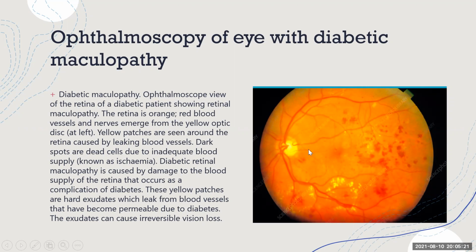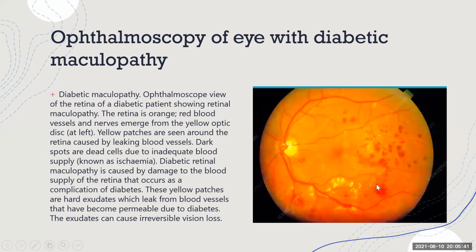So yellow patches are seen around the retina caused by leaking of blood vessels. All the blood vessels are coming from this area especially, and they're going to supply the whole retina. So these are the special findings in maculopathy. What we are going to see here, you are going to see these yellow patches, especially some yellow patches you can also appreciate here as well.